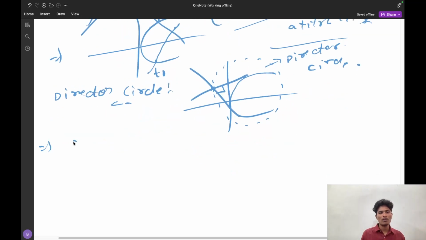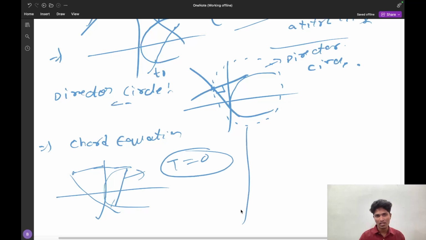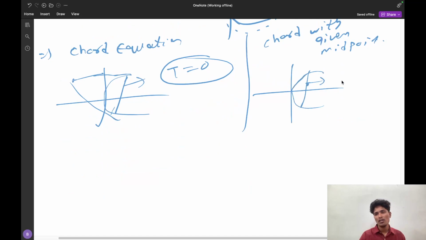That is, what is a chord equation? Suppose this is a parabola. There is a point. When two tangents are drawn, you will find a chord. What is the chord equation? T is equal to 0. This is one equation. And chord with given midpoint. What is the chord with given midpoint? The chord with the given midpoint is like this. Suppose this is the thing, and one midpoint is given. Suppose it is x1 comma y1.